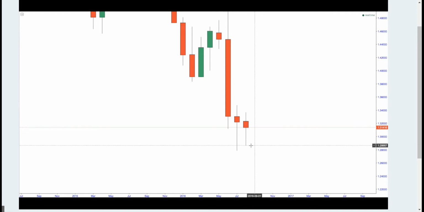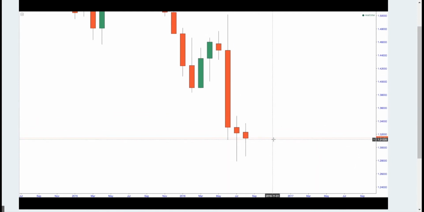Not as low as the prior month, but 1.2866, so around 100 pips off where we went in the month of July. Currently, because this month has not formed yet, this is where we're trading now. Now, we've still got 2 weeks left of the month, and this is important. If you're going to judge on any time frame, I'm going to show you the lower time frame shortly, but we always must wait until the candle actually closes.